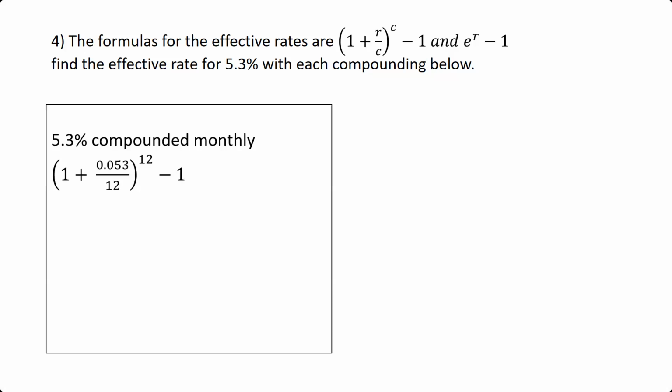So when you plug it in, the c's are 12s and the rate is written as a decimal. The big thing you want to make sure of, this 12 is in the exponent, but the -1 is not. So if it goes up on your calculator, make sure you come back down before you subtract 1. If it uses a caret and then the 12, close the parenthesis before you subtract the 1. You should get a number close to 0.053, but a little bit larger.